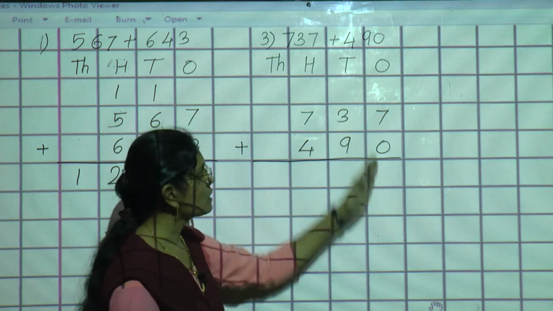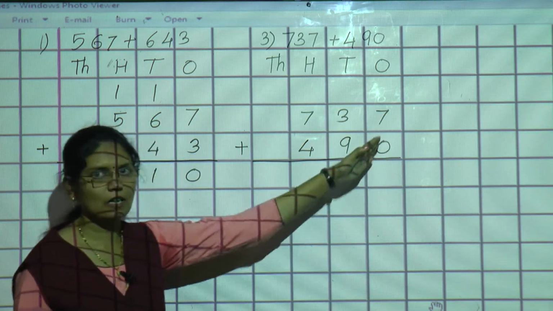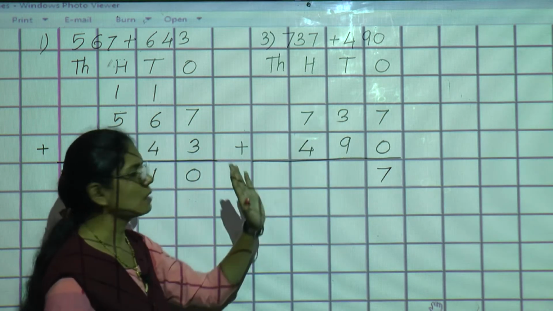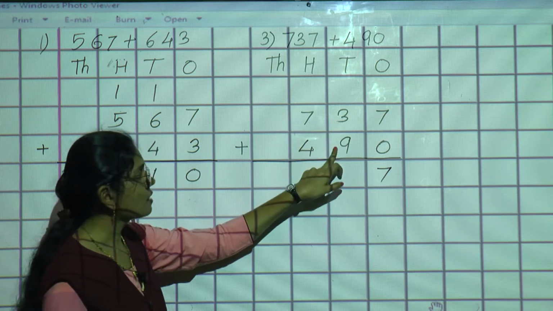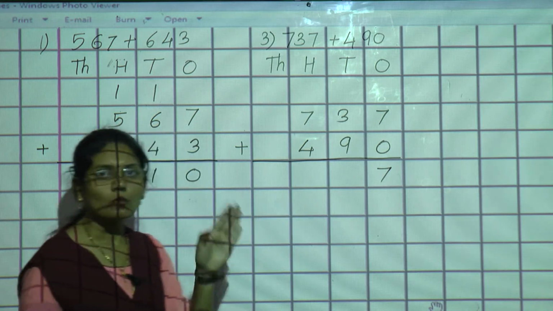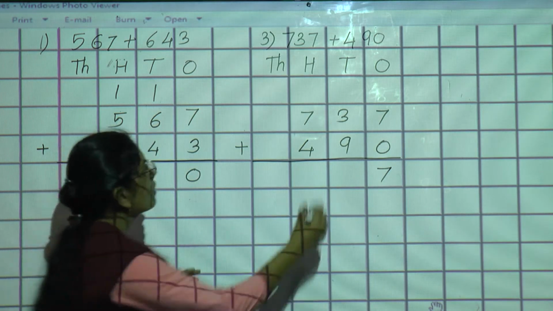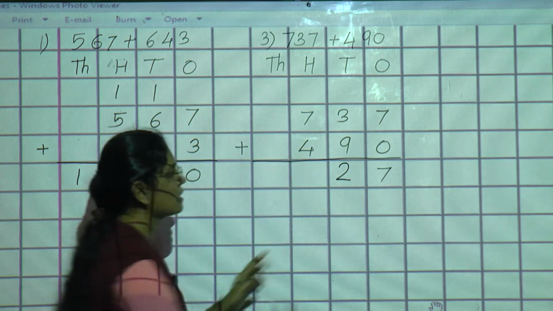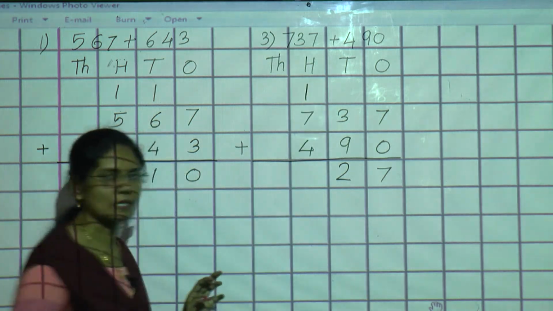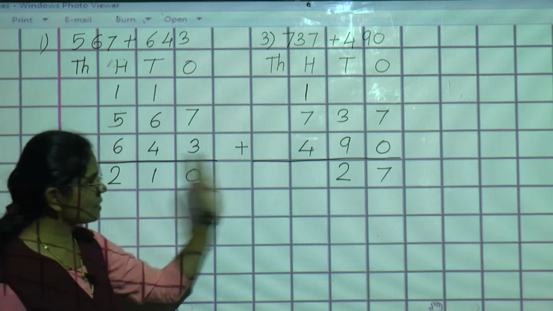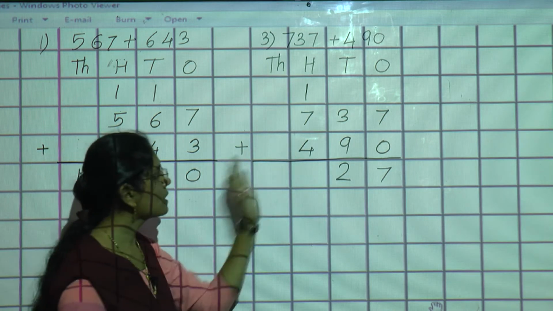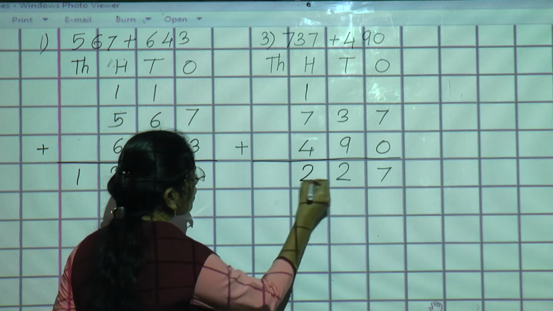Now start from the ones place, 7 plus 0, 7. Now we'll move to the tens place number. Here 3 plus 9, yes, 12. 12 tens means 100 and 2 tens. So at tens place here we will write 2 and 1 we will give as a carry to the hundreds place. Now see the hundreds place numbers. 1 plus 7, 8. 8 plus 4, yes, 12.